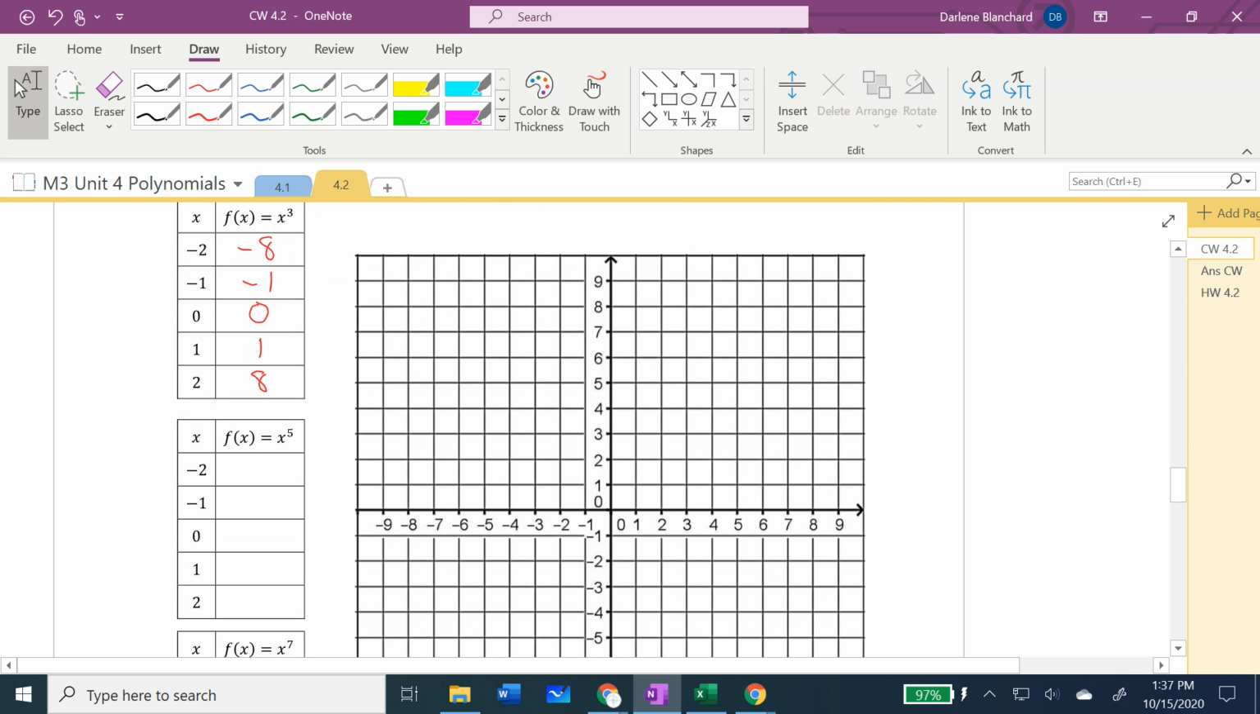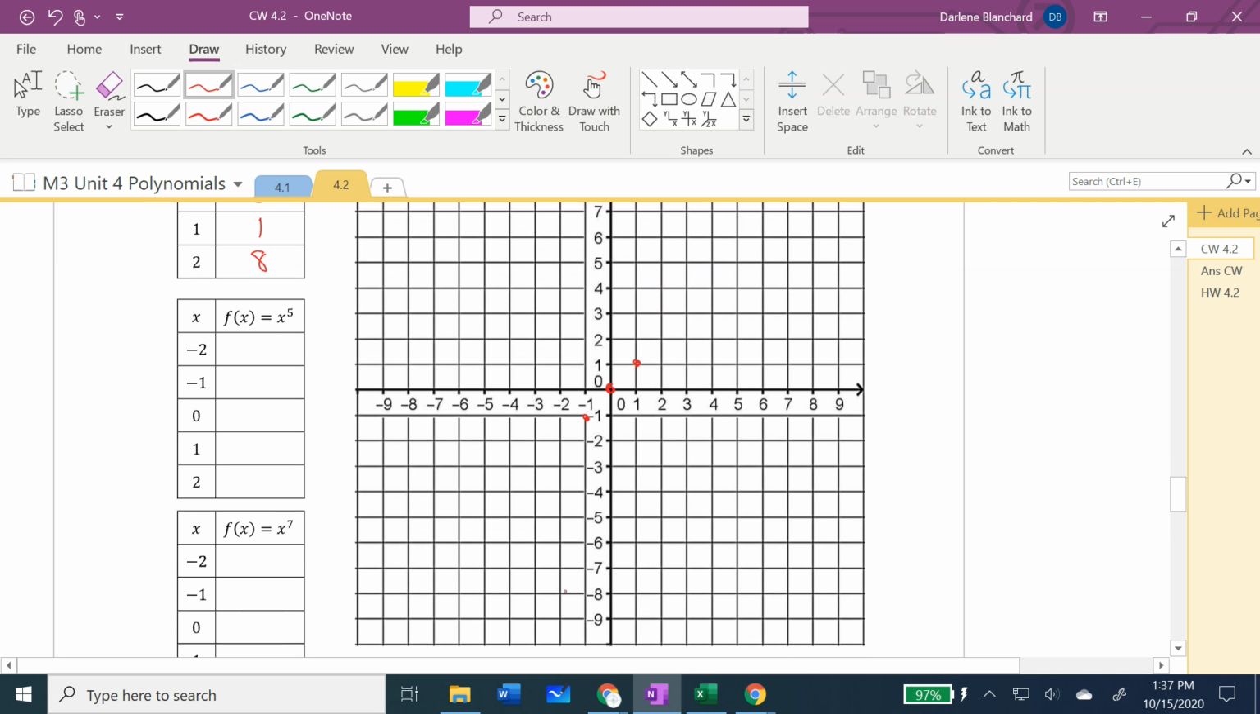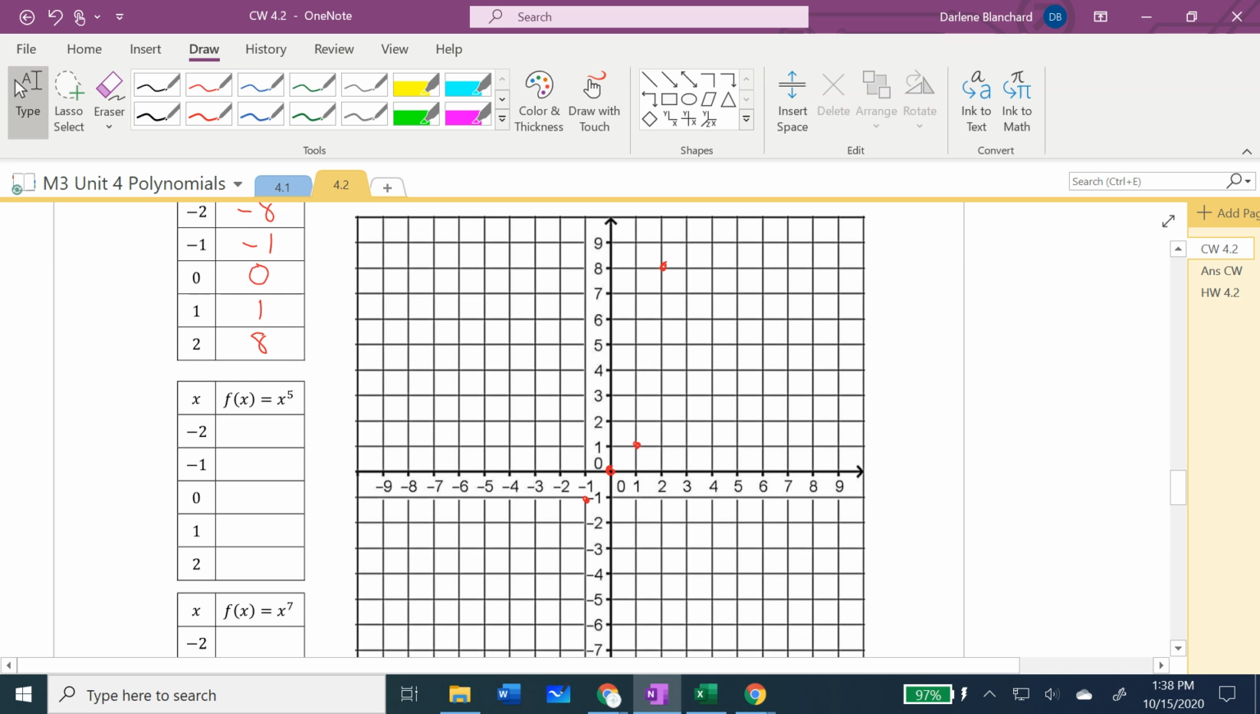I'm going to plot those points. And then I'm going to draw that x cubed graph that kind of goes steep, and steep.